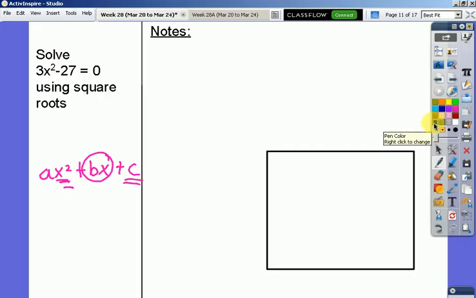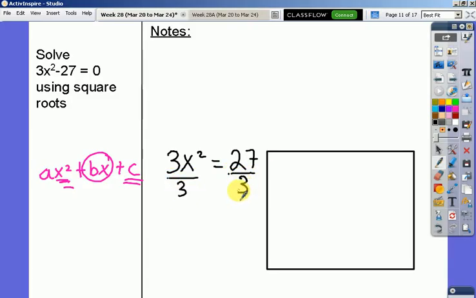So in this case, what am I going to use? How am I going to get x by itself? Add 27. Just like before, nothing new or magical. Add 27 to both sides. Use that addition property of equality. Those still matter. Now what do I do? Divide by 3.